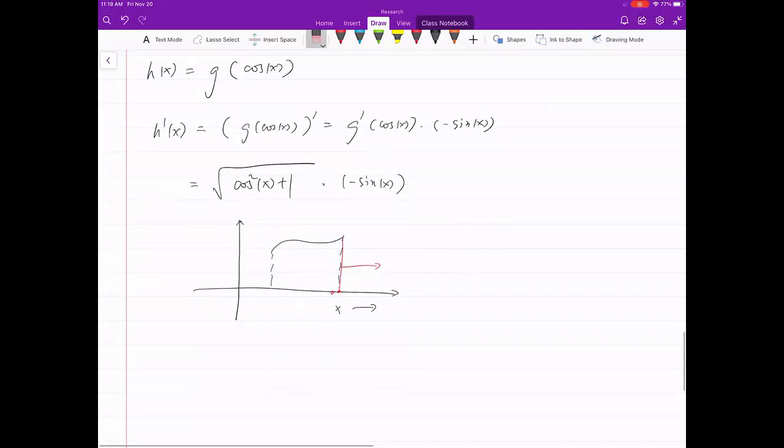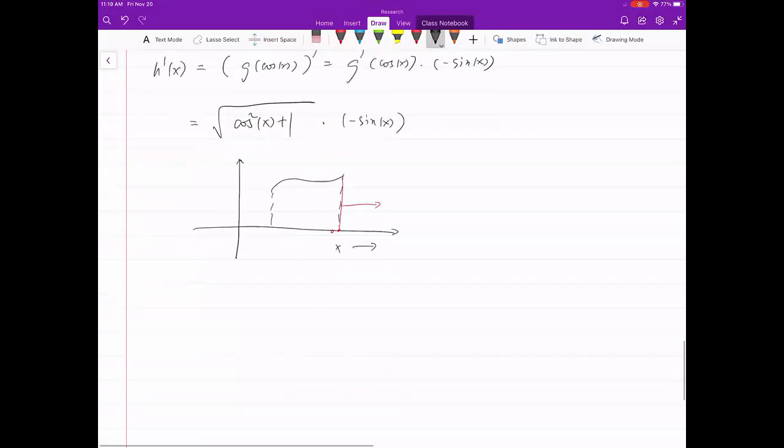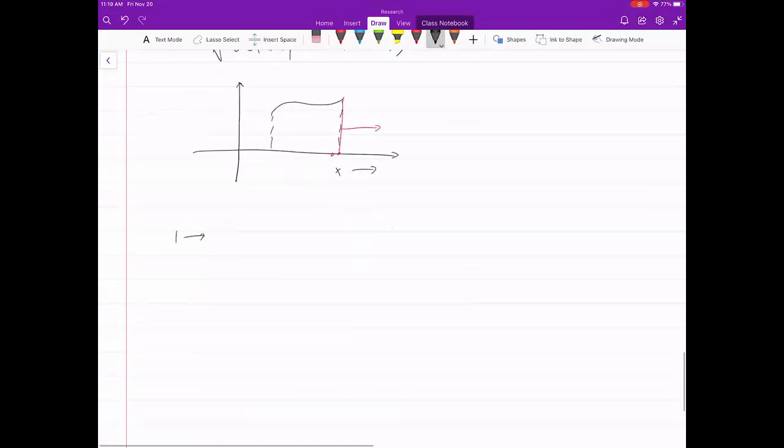Mm-hmm. Sounds good. So it's almost like the chain rule, right? What do you mean by chain rule? It's basically, okay, if this one changed by 1, this one changed by 2, and if this one changed by 1, this one changed by 3. So if this one changed by 1, this one changed by 6.